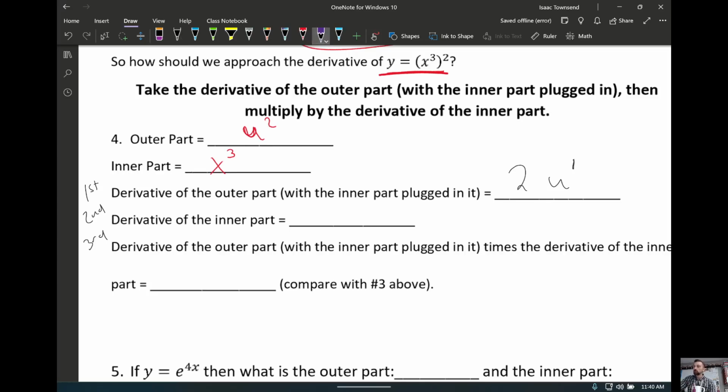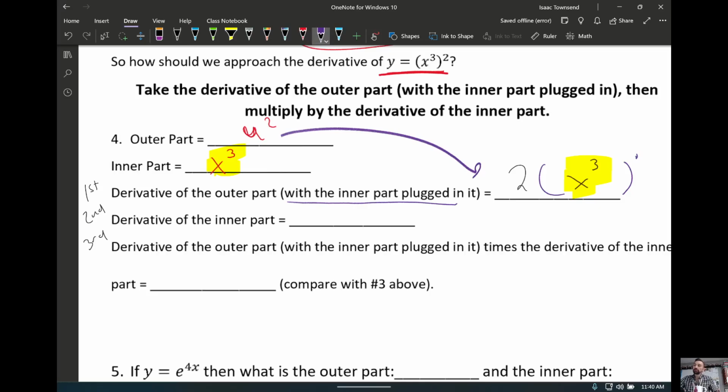Except it says with the inner function plugged in. So we're not going to leave it u to the first. We're going to plug in the inner function. So that's the derivative of the outer function, power rule, with the inner function still plugged in there. I just left it alone.